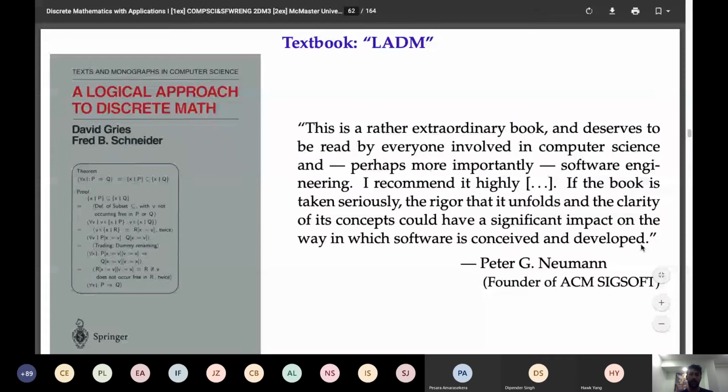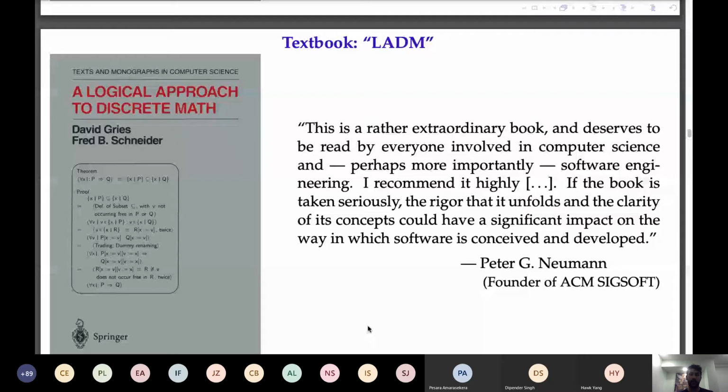Okay. So Peter G. Neumann, the founder of the ACM's SIGSOFT, has said, "This is a rather extraordinary book and deserves to be read by everyone involved in computer science, and perhaps more importantly, software engineering. I recommend it highly. If the book is taken seriously, the rigor that it unfolds and the clarity of its concepts could have a significant impact on the way in which software is conceived and developed."